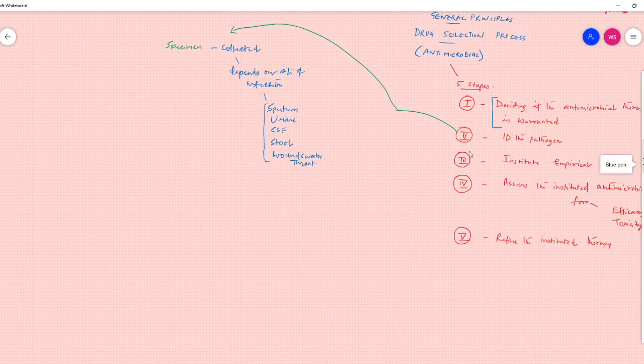So what about blood? Yes, blood can be used, but the problem with blood is you need a large volume, about 20 ml is required to culture an organism from blood. So therefore, though we can theoretically use it, this is not the preferred body fluid for specimen identification.